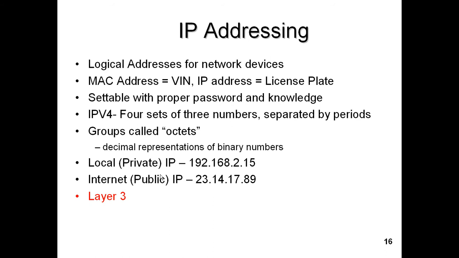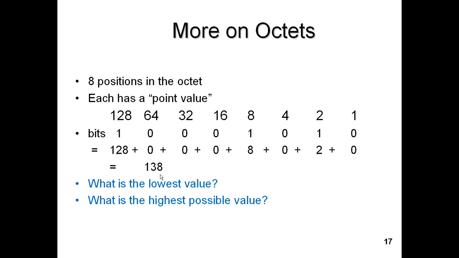The most common way devices are addressed on local networks is called IPv4. IPv4 consists of 4 groups of numbers that are separated by periods, and each of these groups of numbers is called an octet. It's a decimal representation of a binary code. So here you see what an octet looks like. There are 8 positions from 128 to 1, and remember that everything in networking is transmitted as 1s and 0s.